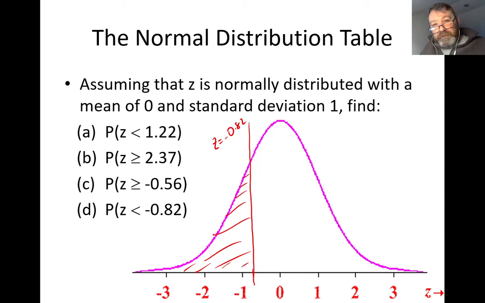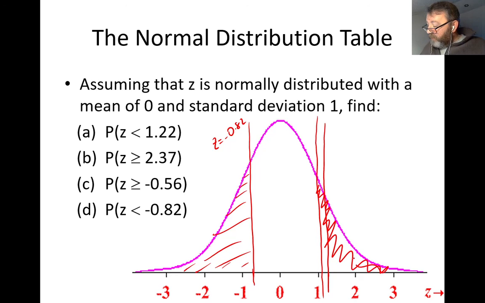Can't use negative z-scores in the tables. So instead, I turn this area to the left of a negative into the area to the right of the positive. See symmetry? Like this. So those two areas should be the same, like that. So that area there is the same as this area here. And instead, that is z equals 0.82. Now here's the problem. Tables don't read to the right hand side. Tables only read to the left.